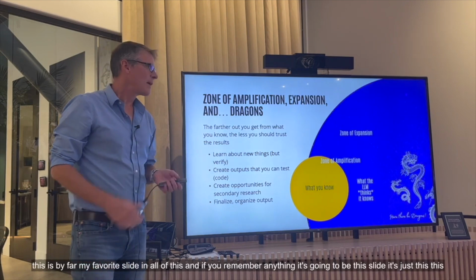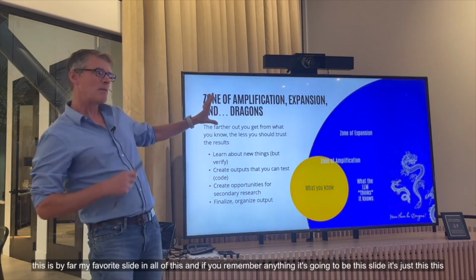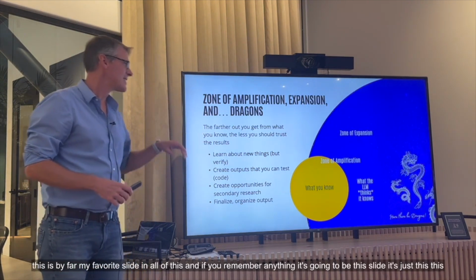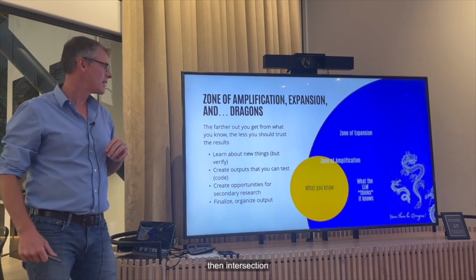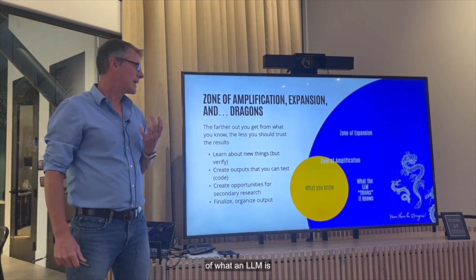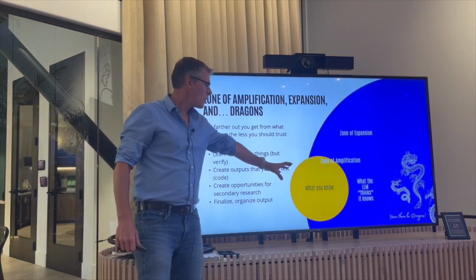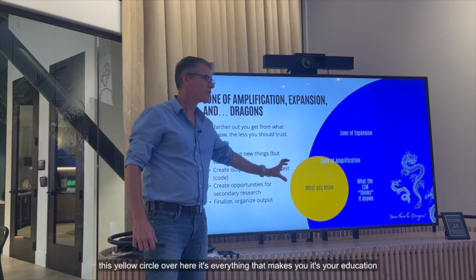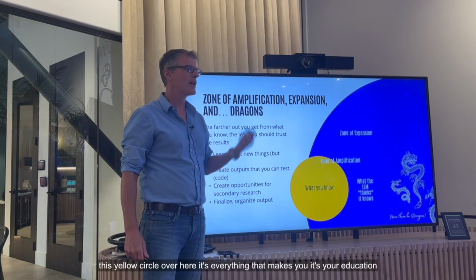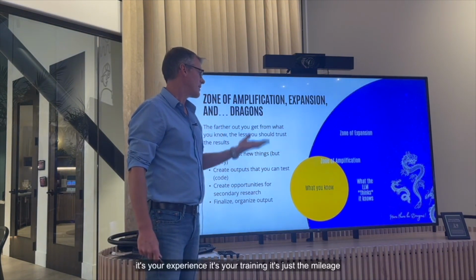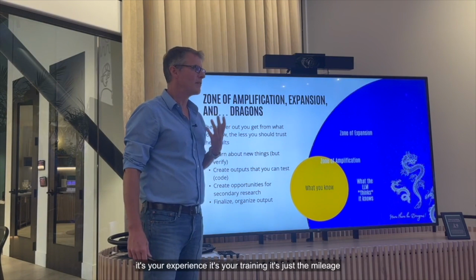This is by far my favorite slide in all of this, and if you remember anything, it's going to be this slide. It's just this Venn intersection of what an LLM is, as far as what you know, which is in this yellow circle over here. It's everything that makes you. It's your education, your experience, your training, it's just the mileage.